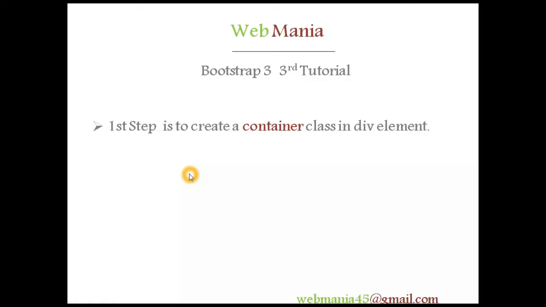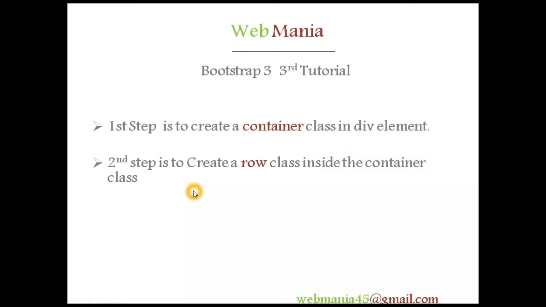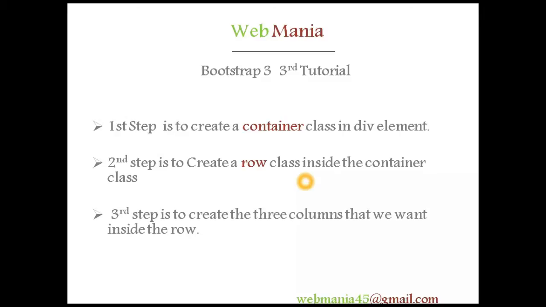Here are the steps. The first step is to create a container class inside a div element. The second step is to create a row class inside the container class. I repeat, a row class inside the container class. And the third and last step is to create the 3 columns that we want inside the row. Now let's go to our editor to do some practical work.